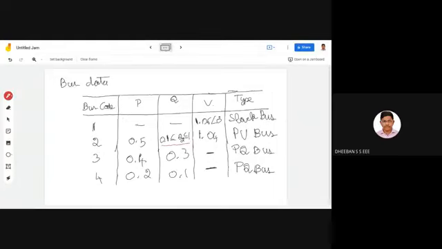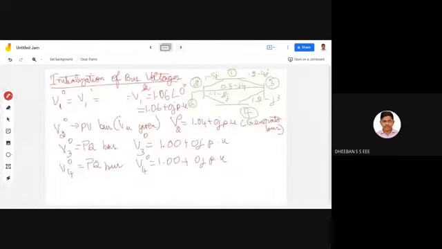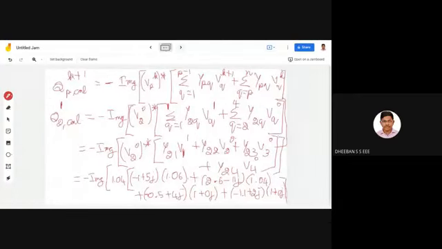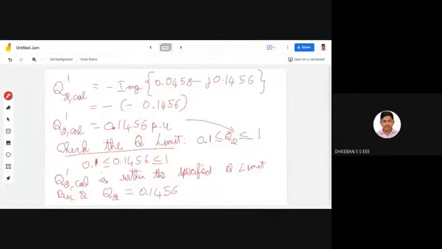So they themselves will be giving you the range. Here they have given it to be 0.1 less than or equal to Q2 less than or equal to 1. So if the calculated value is within the limit, the Q limit is not violated. So here the limit is not violated, so you can take the calculated value as your reactive power Q2. What we have done is the Q2 value we found out is taken to be the Q2 value.